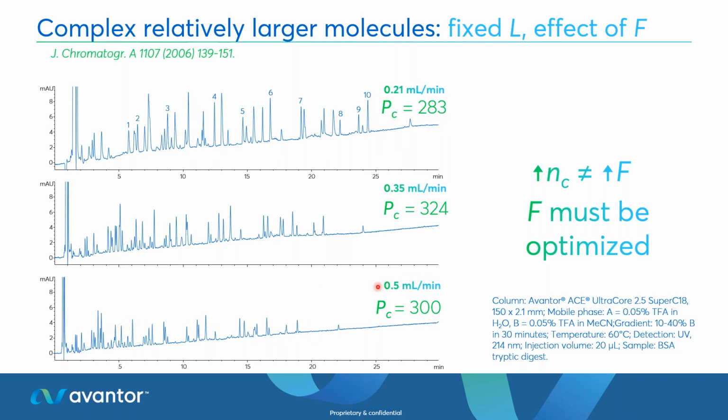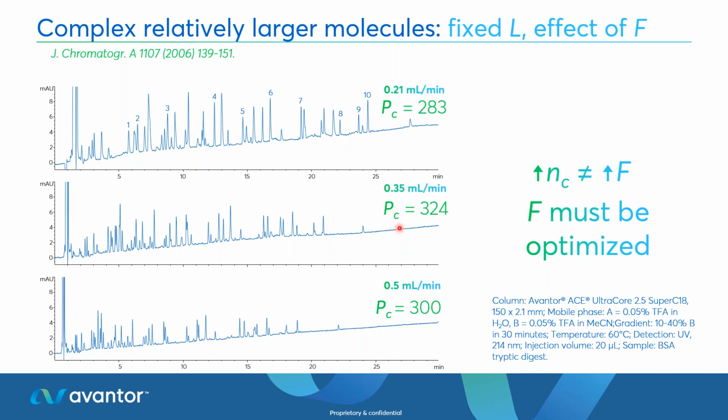On the bottom, we have the highest velocity that we were willing to go up to, which was 0.5 mL per minute, and we obtained a peak capacity of 300. Then we did some other data points in between the slowest and the fastest velocity that we defined. And here we just showcase one of those medium data points of 0.35 mL per minute. And you can see that there is a maximum of peak capacity obtained for this medium flow rate.